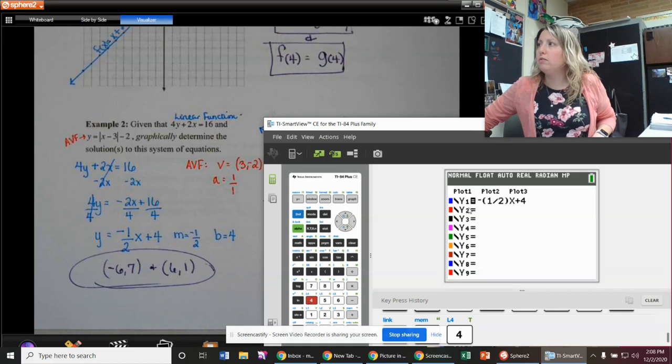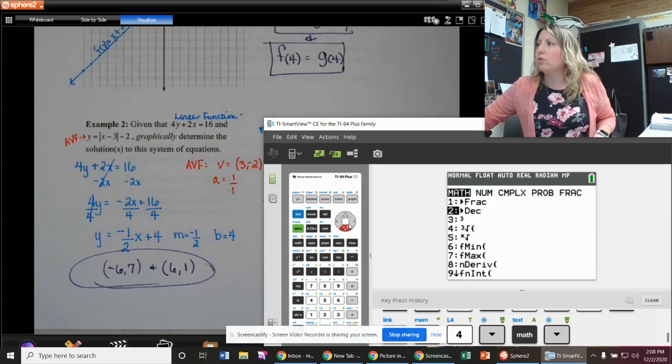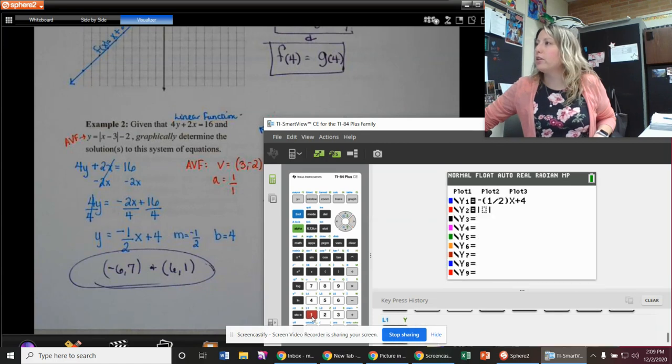So there's my line. Now arrow down, nothing in front of the absolute value bars this time, so I can go straight to math, arrow right to number, there we go. ABS is 1 right here, so 1 or enter gets my absolute value bars. And then I've got x minus 3 on the inside.